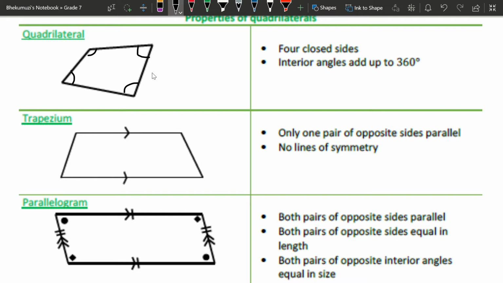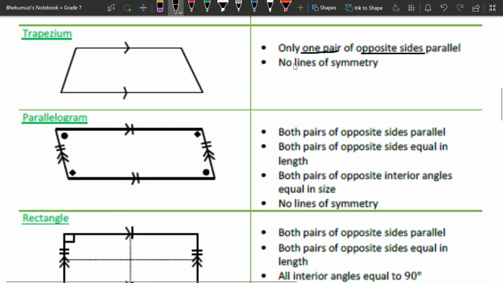And then we also have what we call a trapezium. Now, a trapezium has only one pair of opposite sides that are parallel, and there are no lines of symmetry. So in this case, a trapezium has only one pair of opposite sides which are parallel. So meaning one pair of opposite sides that are parallel and no lines of symmetry, right?